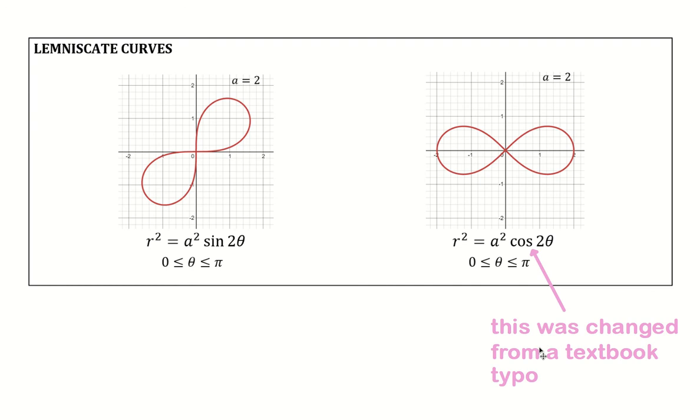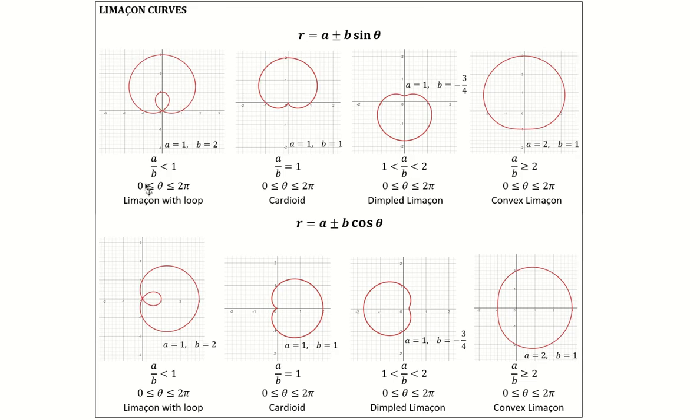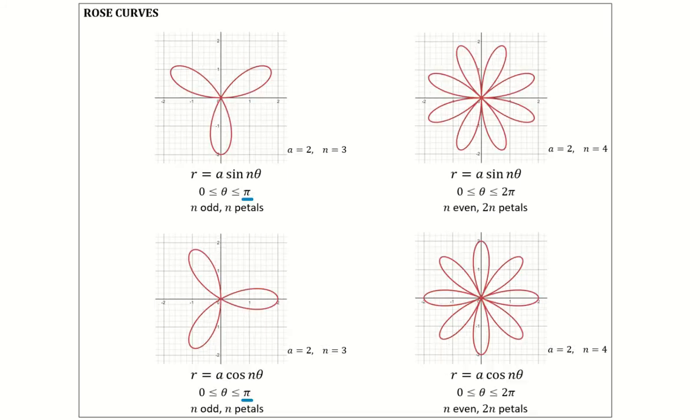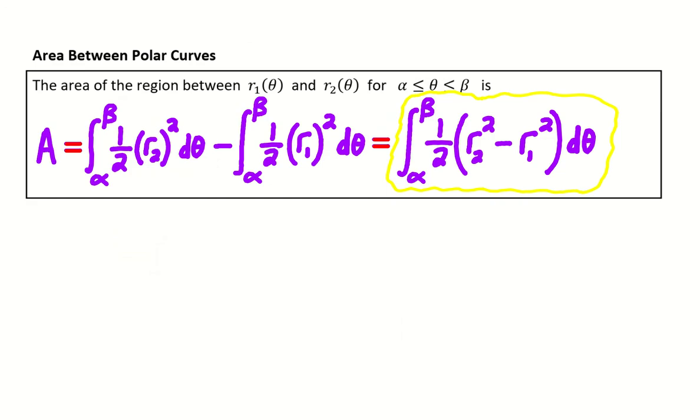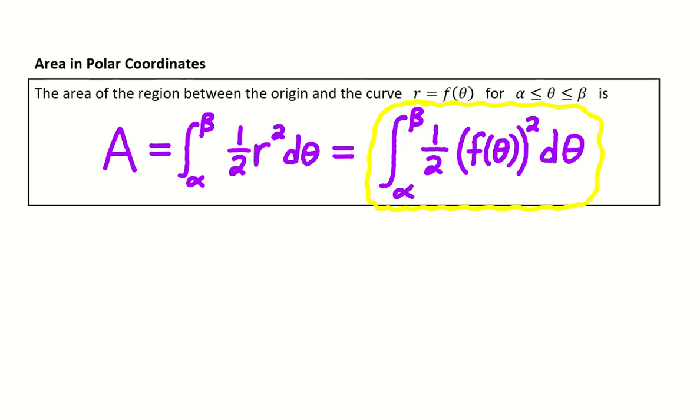But I don't really mind that too much. But these are called lemniscate curves. I'm not really sure how to pronounce that properly. Limacon curves, and there's all these different kinds of limacons. Cardioids and dimpled limacons and convex limacons. It's crazy. But anyway, keep that in mind.